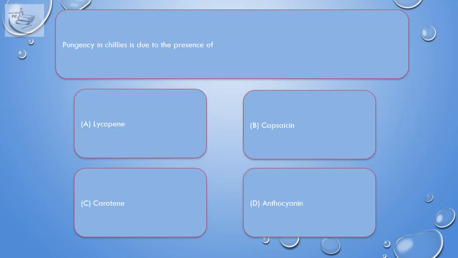Question: pungency in chilies is due to the presence of A. Lycopene. B. Capsaicin. C. Carotene. D. Anthocyanin. Correct answer is B. Capsaicin.